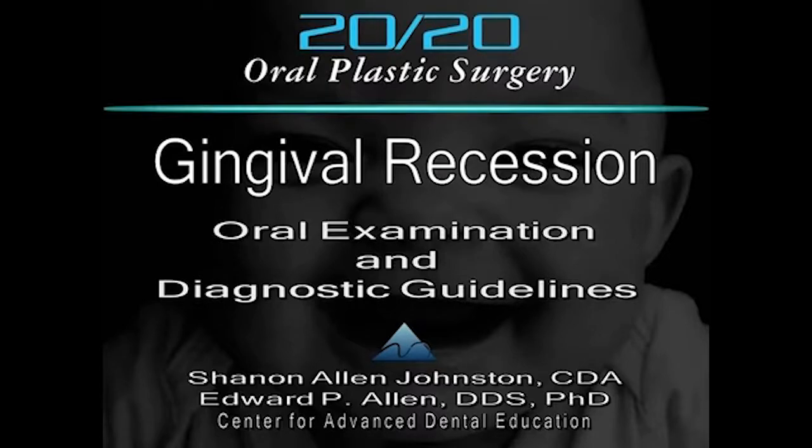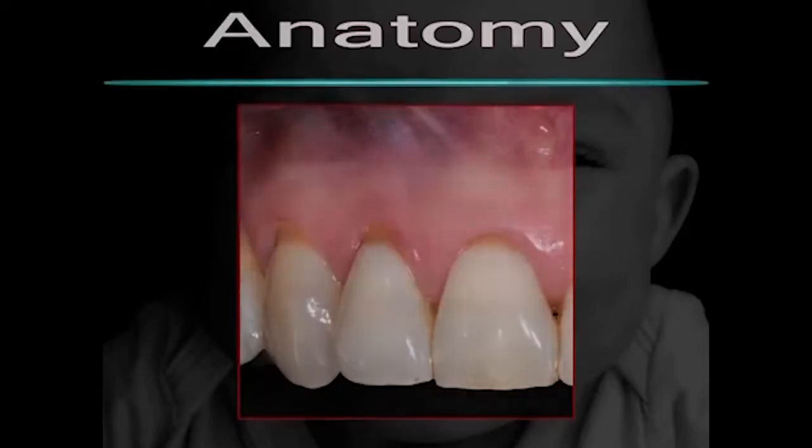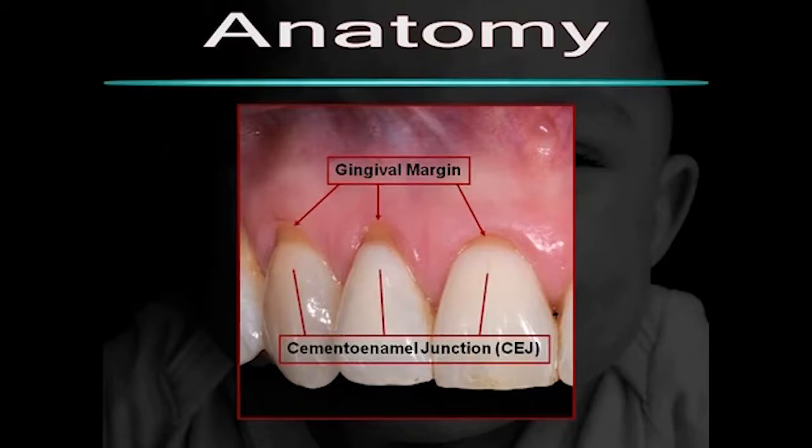The goal of this educational video is to demonstrate the soft tissue anatomic features important in determining the potential need for soft tissue grafting, as well as those features that influence the success of grafting procedures. In gingival recession, or root exposure, the gingival margin is located on the root surface. The root exposure extends from the gingival margin to the cemento-enamel junction.